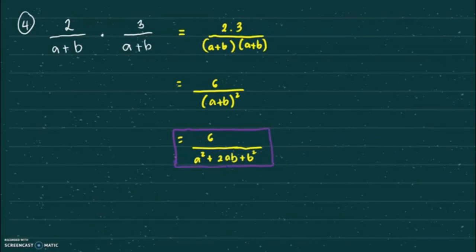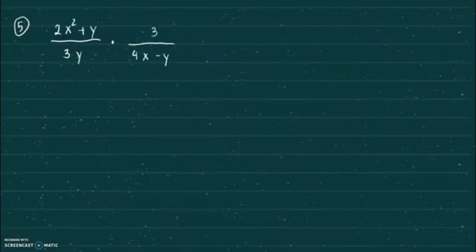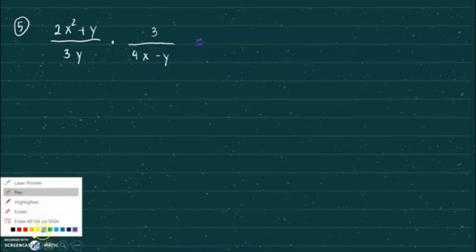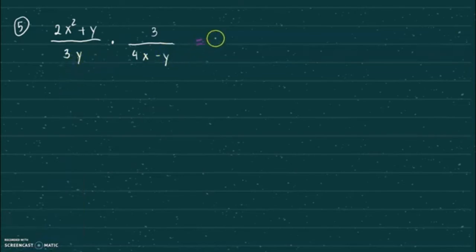All right, so let's proceed. Okay, we have here 5x squared plus y over 3y times 3 over 4x minus y. Now, since our numerator here is a binomial, our denominator in our second fraction is also a binomial, so let's multiply the numerator by the numerator and denominator by the denominator.